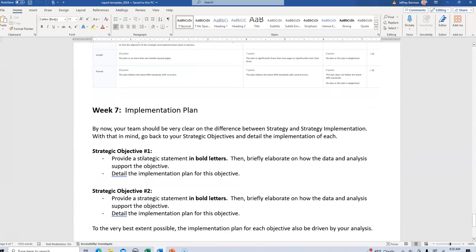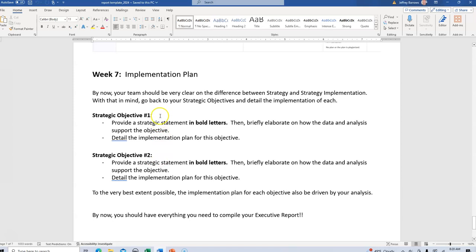And then finally, in week 7, once you have developed the strategy or the strategic objectives, you should be able to come behind it very simply and put together the implementation. So I hope this is helpful, and please let me know if there's anything I can do to clarify this. Thanks.